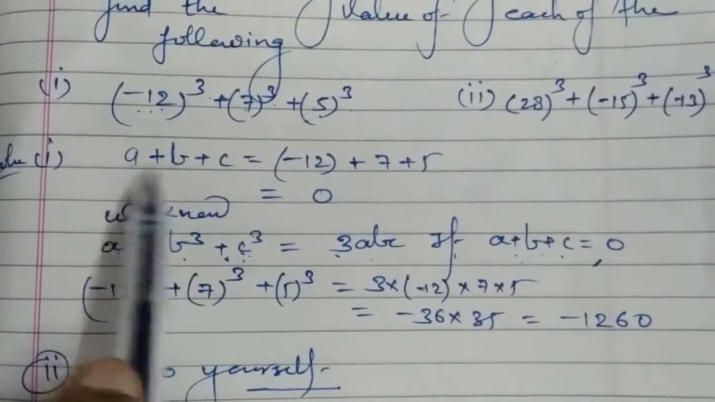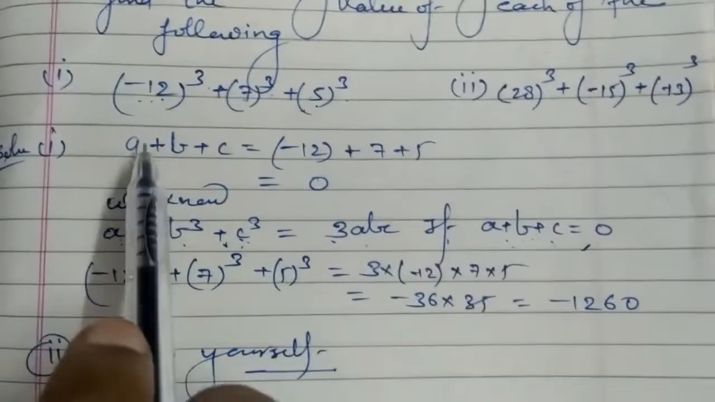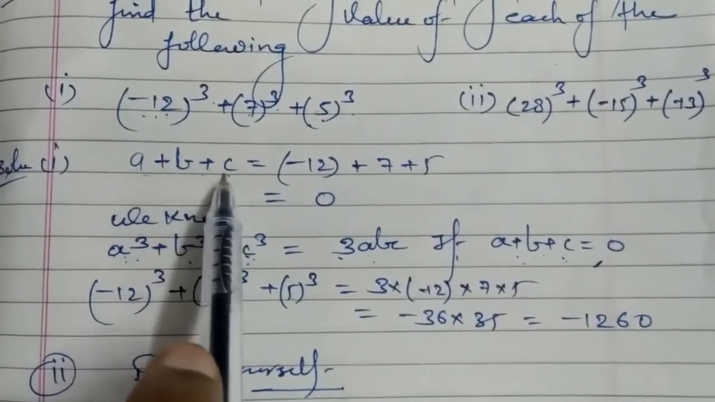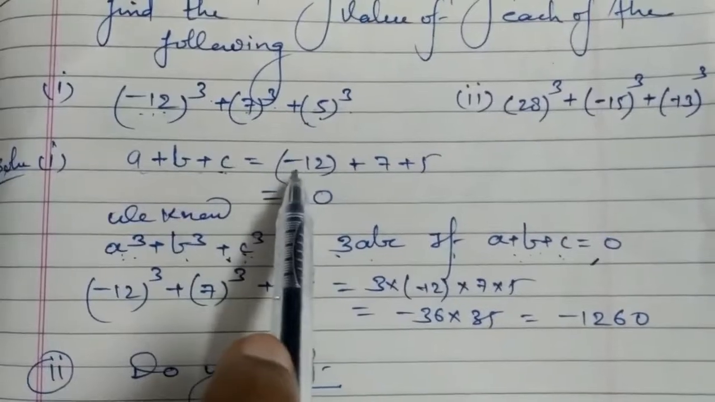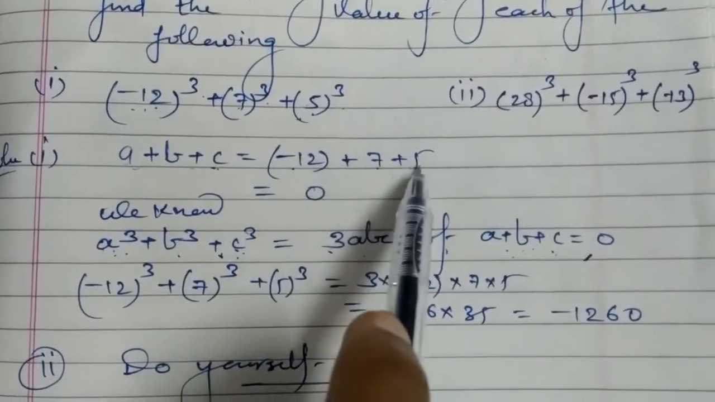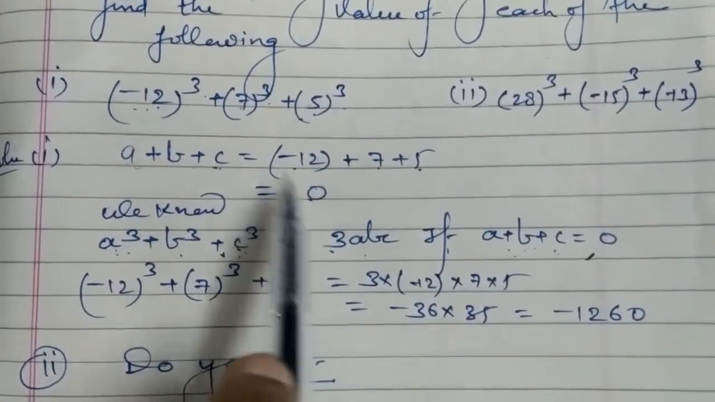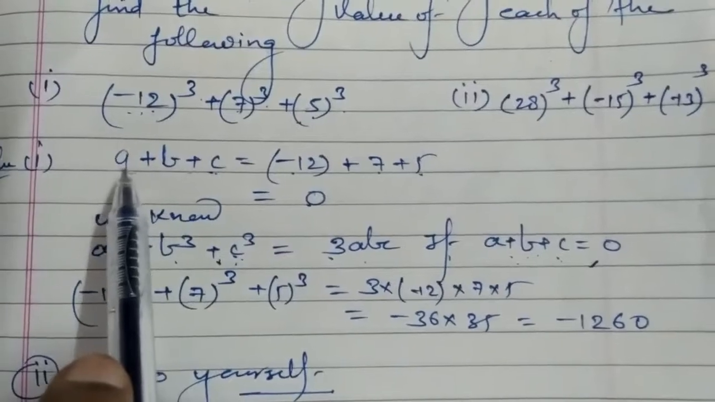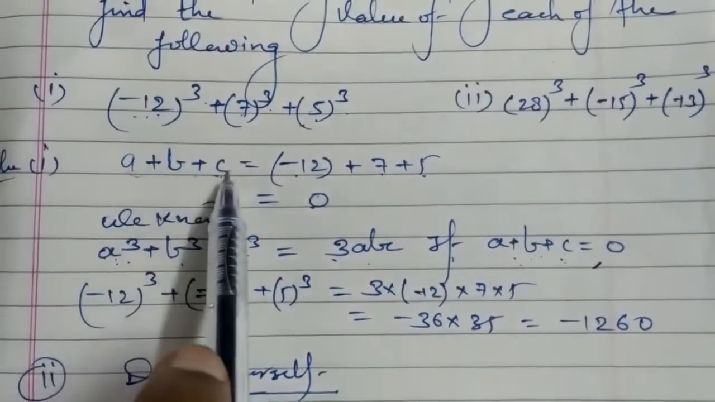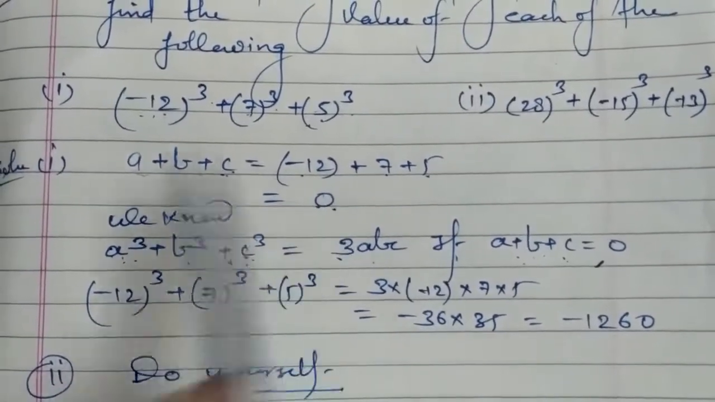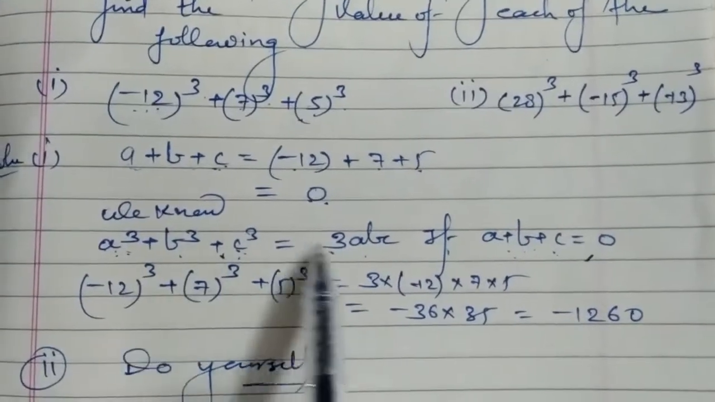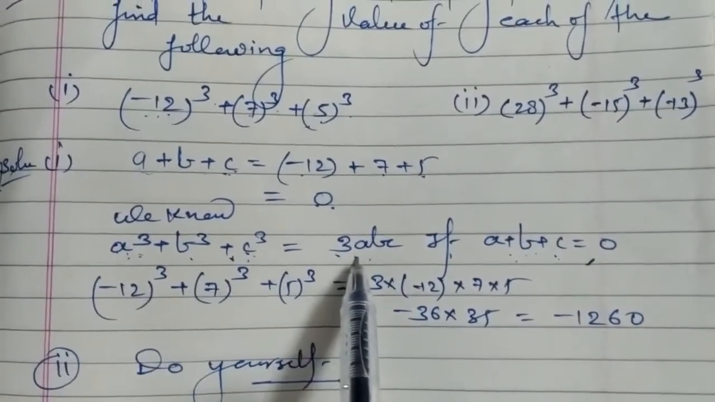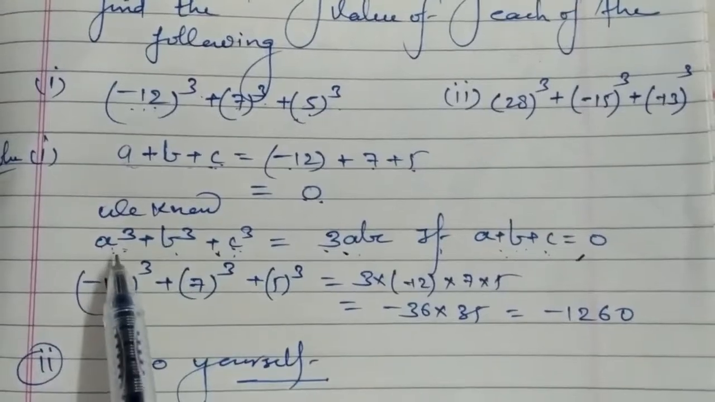So first of all take a plus b plus c and put the values of a, b and c here. You will put minus 12 plus 7 plus 5. You are getting 0. So when we have checked that a plus b plus c is coming equal to 0, we can say that this identity is applicable. Fine.